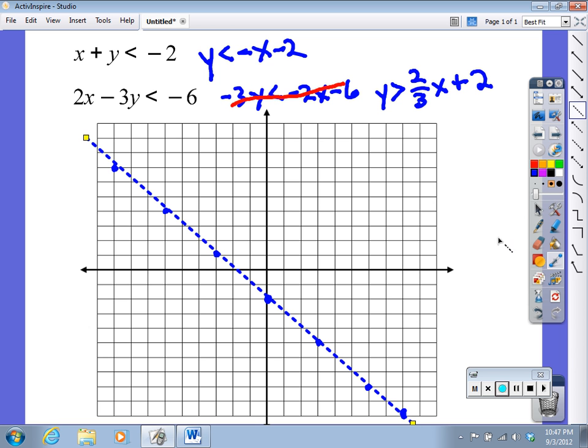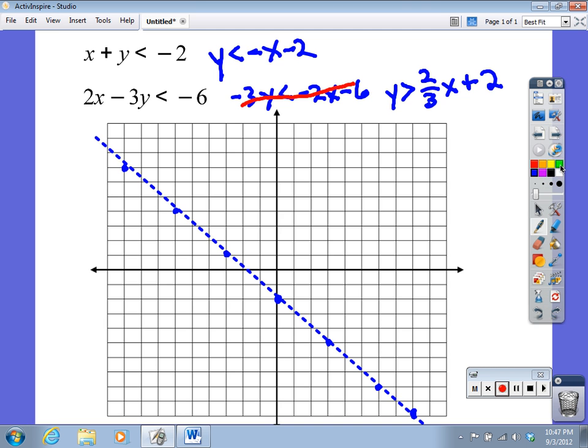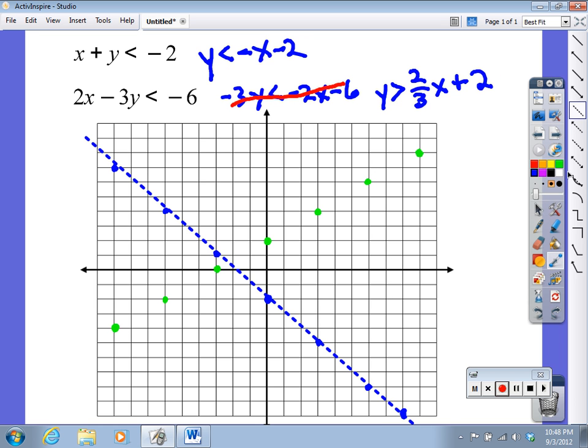The next one is y is greater than 2/3 x plus 2. Change colors again. That's a y-intercept of 2 here. And then I'm going to go up 2 and over 3. Up 2. You see that the slope is not quite as steep, so it's less than 1. Also, it's a greater than, so I'm going to connect that with a dotted line also.